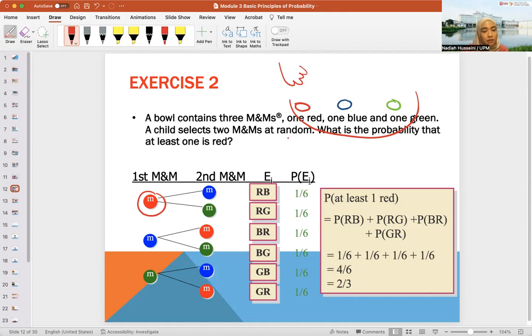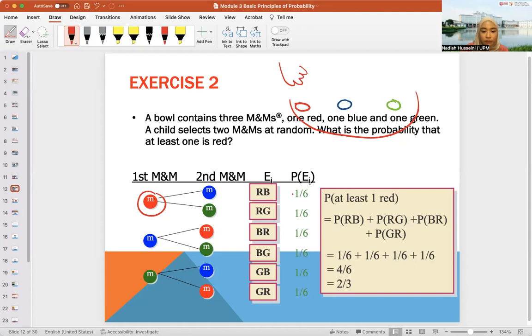But if the child takes 2 and the first one that he got is blue, the second one should either be red or green. And if the child takes a green M&M, the first M&M is green, the second one should be blue or red. So here we combine these two. We get red, blue, red, green, blue, red, blue, green, green, blue, green, red.